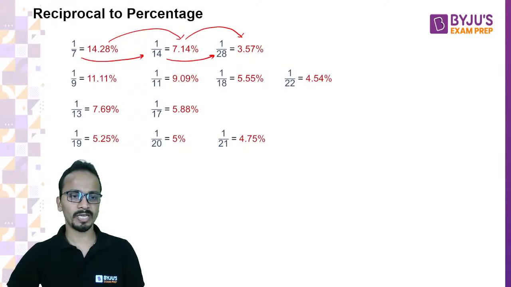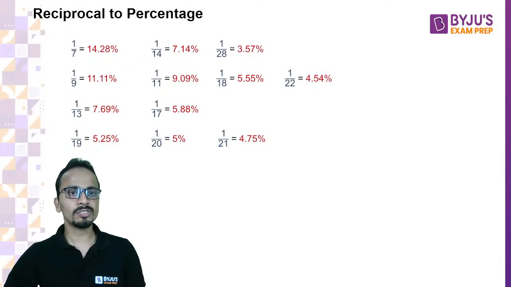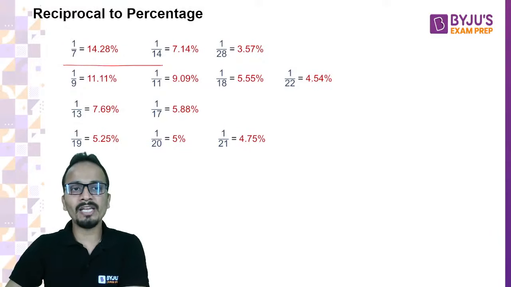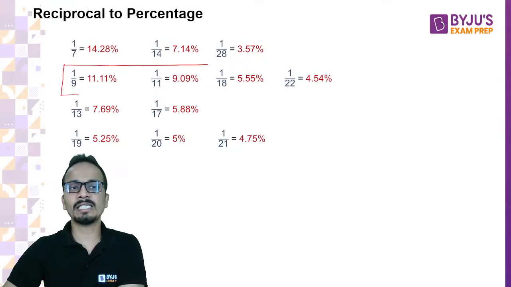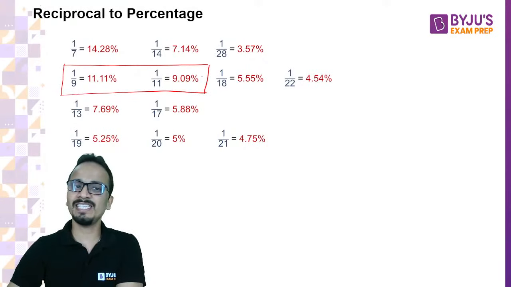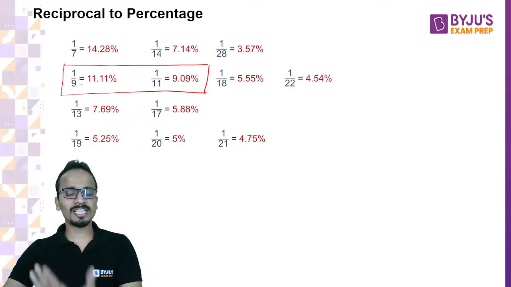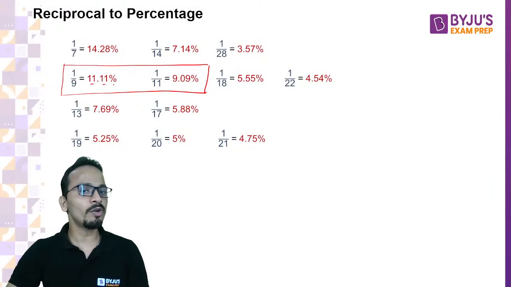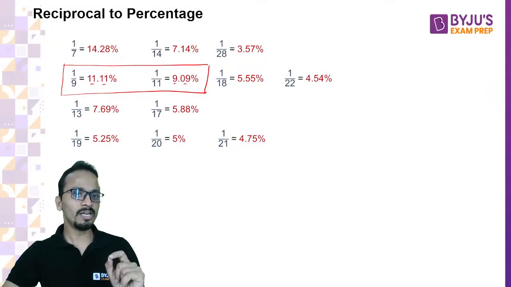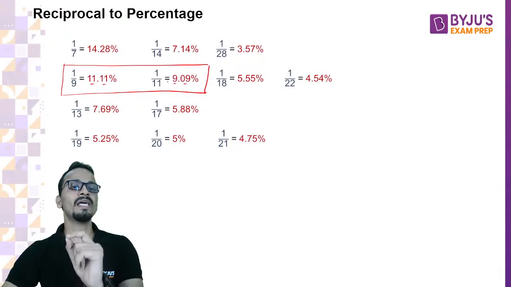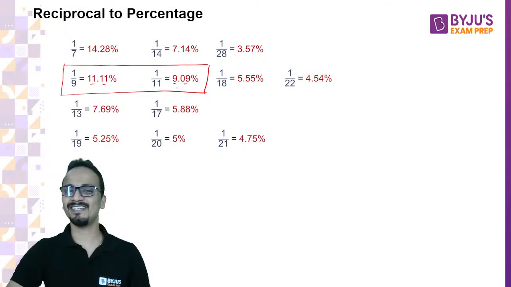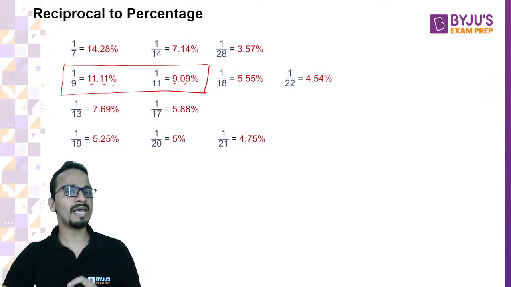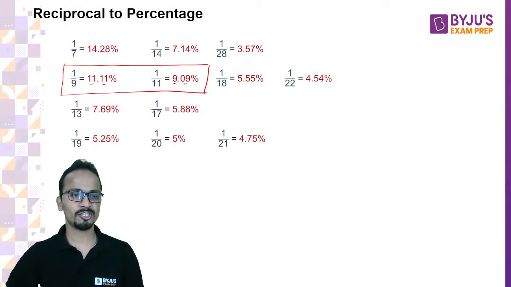All right. Now moving on to the next set of values. 1 by 9 and 1 by 11, try to learn these two values together. Try to establish a certain relation between these values. Logically there is no relation, but visually if you look at it, 1 by 9 is 11.11, 1 by 11 is 9.09. So in 1 by 9 I'm using 11, in 1 by 11 I am using 9. So 1 by 9 and 1 by 11 can be related in this manner.